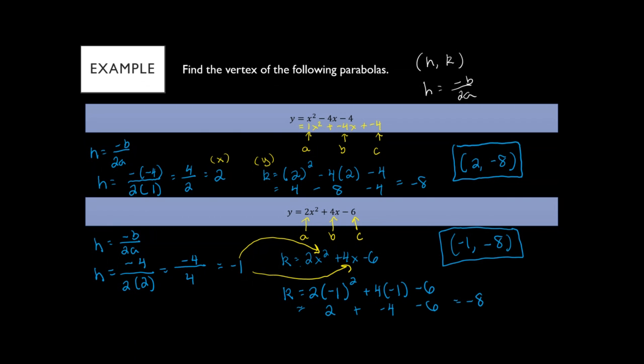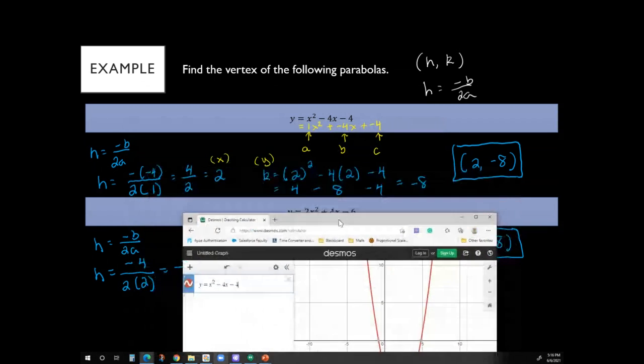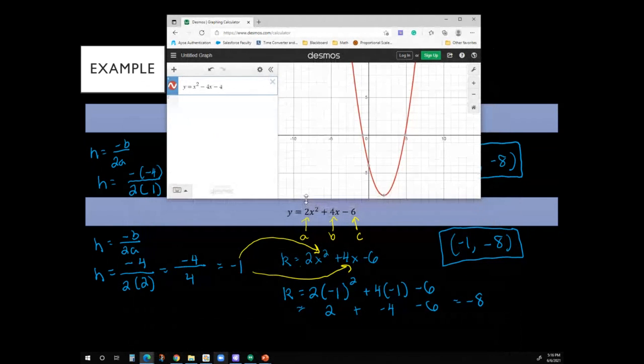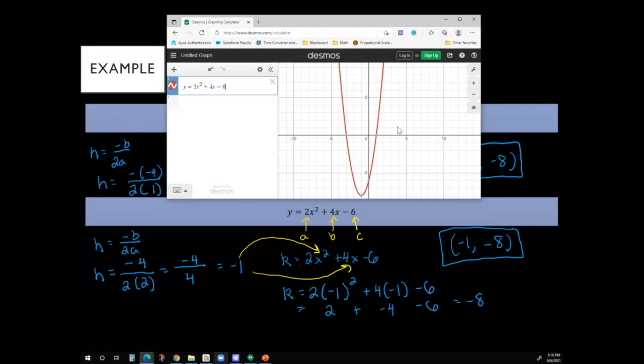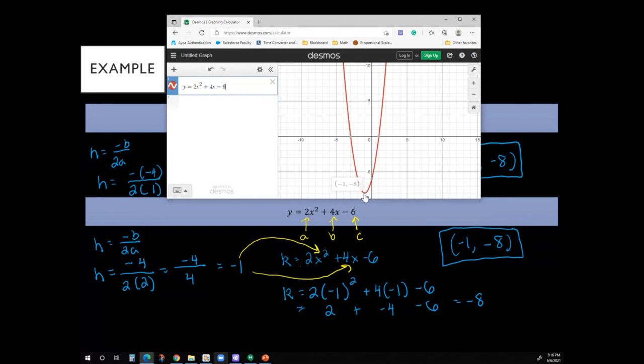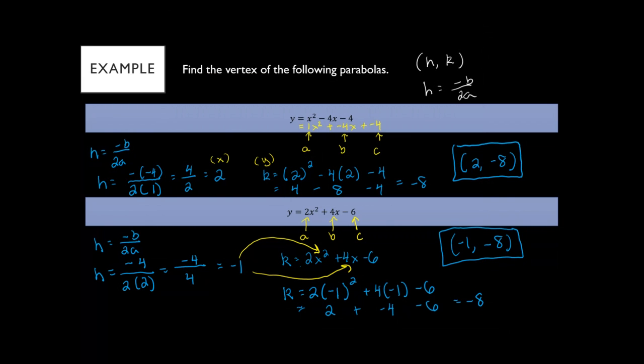So before we move on, I do want to graph this equation. So we're going to graph this bottom one to verify. So we've got 2x squared plus 4x minus 6. And then our vertex is the lowest point here. You can see it's negative 1, negative 8. And that matches with what we found with our formula. Okay, so a couple more examples here, and then we'll get into the word problem.